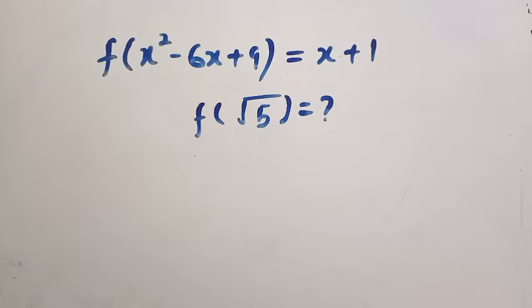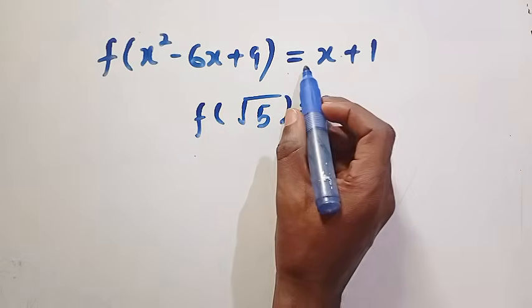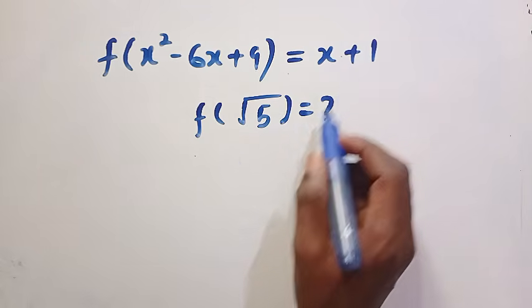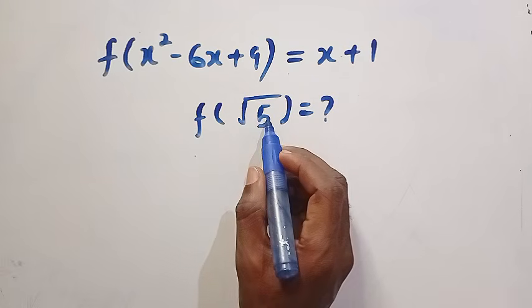Here we have a nice functional equation, giving f of x squared minus 6x plus 9 equals x plus 1. Our goal is to find f of square root of 5.